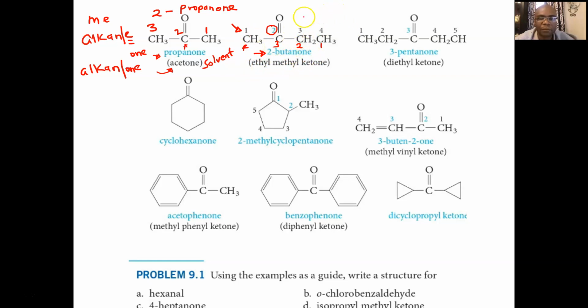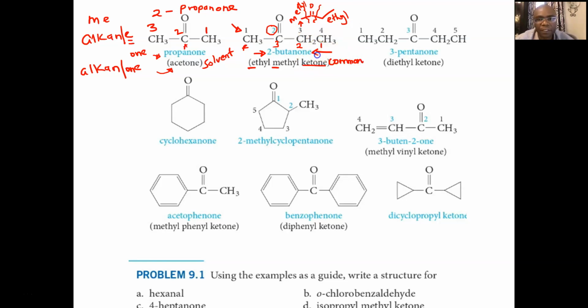Why is it ethyl methyl ketone? Here's the reason why. If you cut this side, you get an ethyl. If you cut this side, you get a methyl. There's a CH3 right here. So it's following alphabet, E comes before M. So ethyl, methyl, and it's a ketone. That would be the common name.